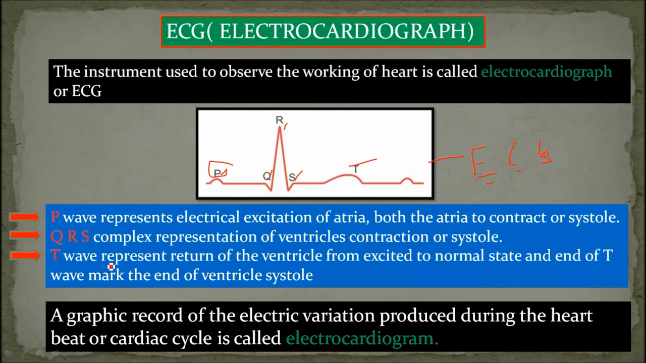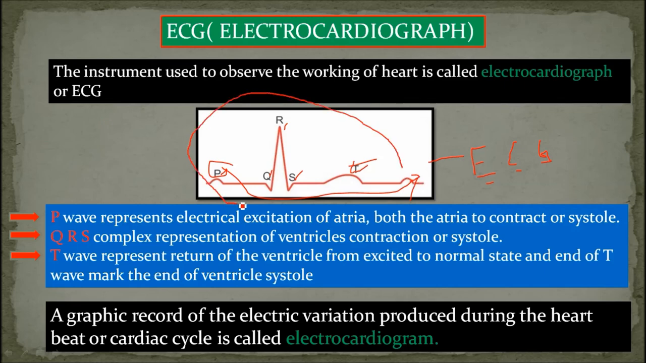This is the end of the ventricular excitement, when the ventricles become normal, and at the end of the T wave you see the P wave start again. Is it not? Again the P wave has just started over here. So the second cardiac cycle has started, and the first cardiac cycle is completed.